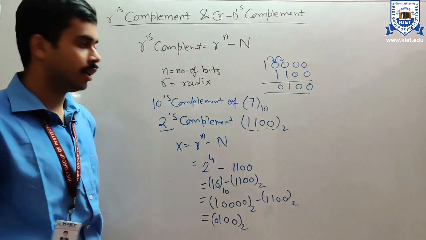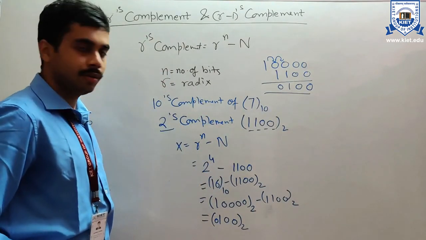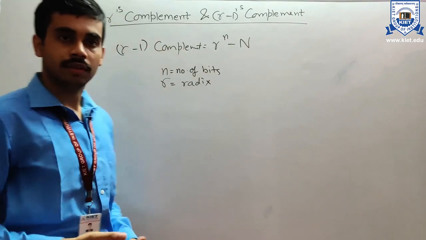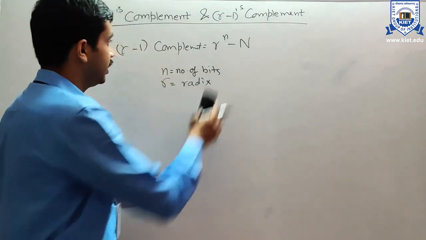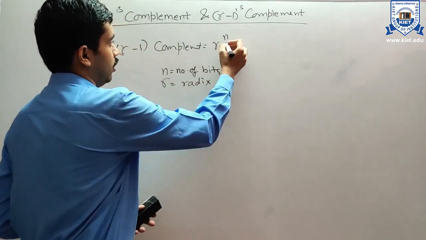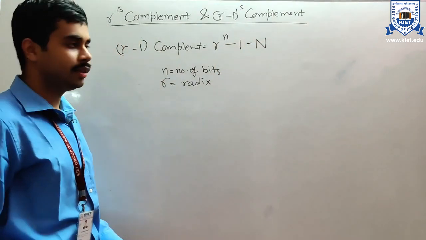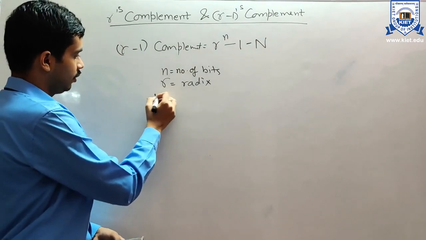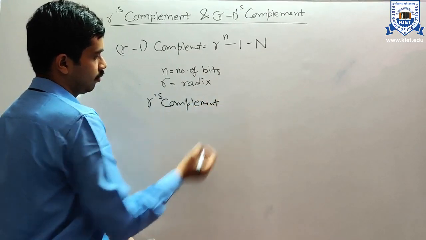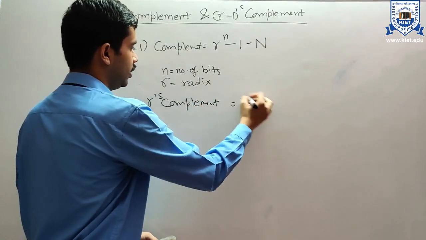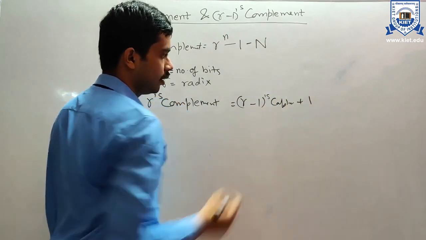So it is our 2's complement of 1 1 0 0. Okay, so after that, what is r minus 1's complement? So r minus 1's complement is basically r to the power n minus 1 minus n. Or in other words, you can say r's complement will be r minus 1's complement plus 1.